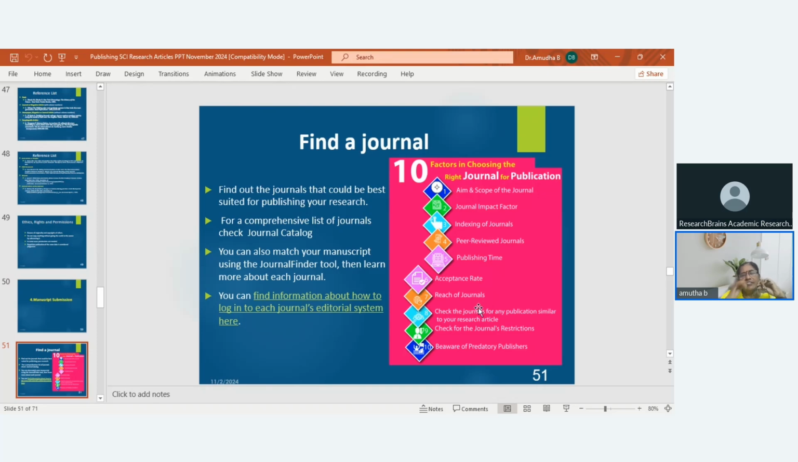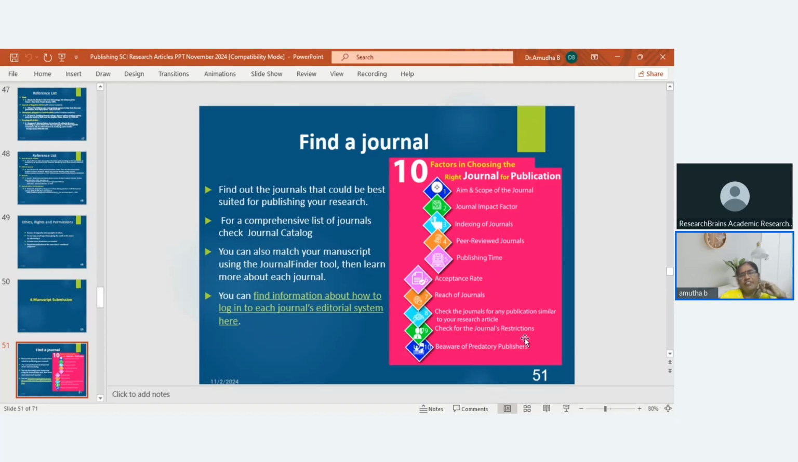And the reachability of the journal. Check whether the journal has published papers similar to your research article, because if it has already published the same type of papers, it is easier for you, since your interest lies with the interest of the journal. You should also check the journal's restrictions.